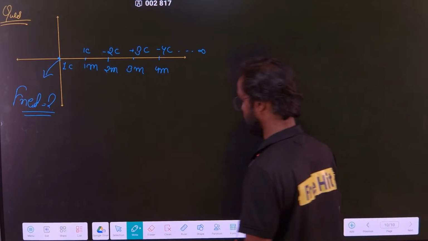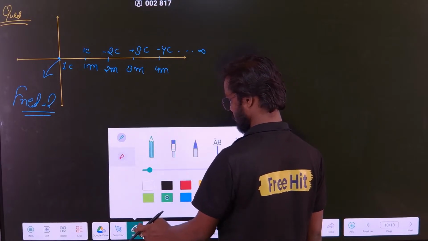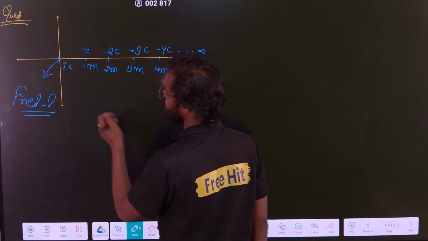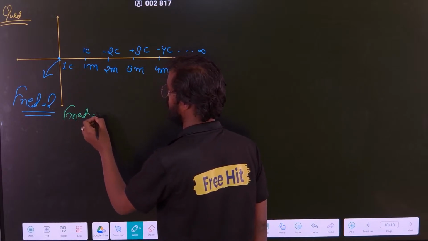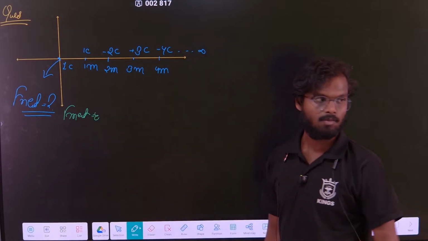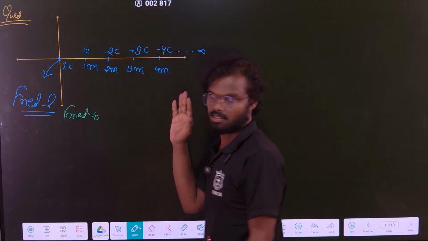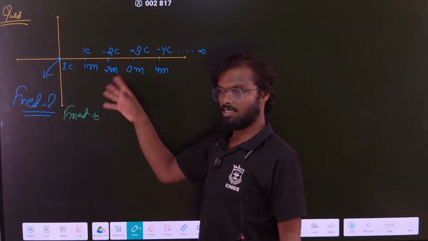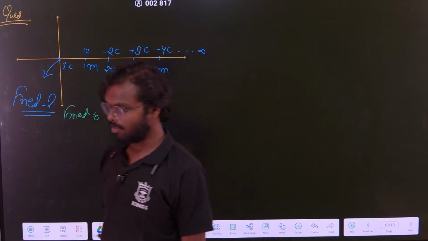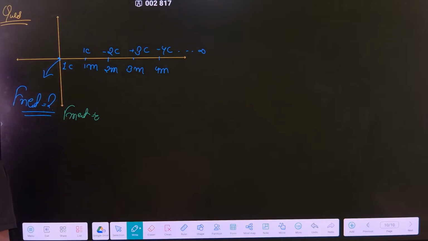So what do you have to do for solving this? What is the approach? What is F net? Simple. See, all the forces will be along this line only. Correct? This charge will repel, this charge will attract, like that. It will go along the line only, because either the charges are positive or negative.